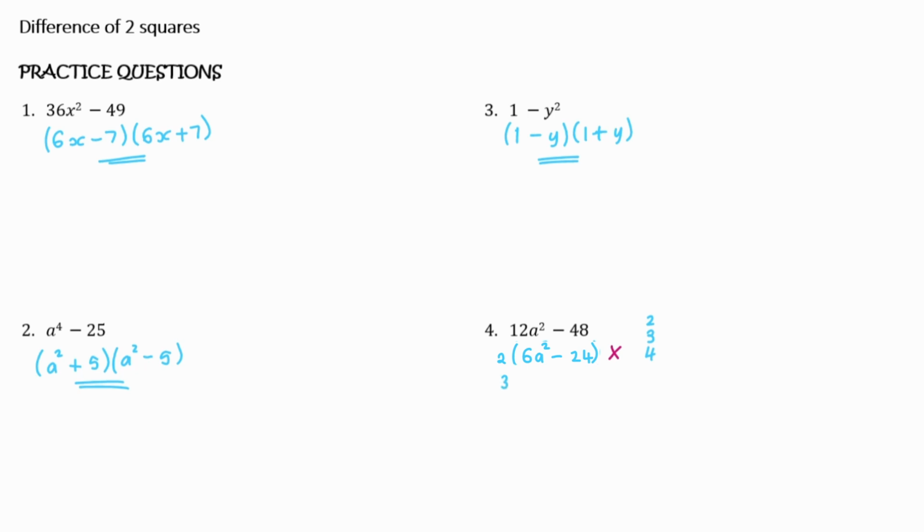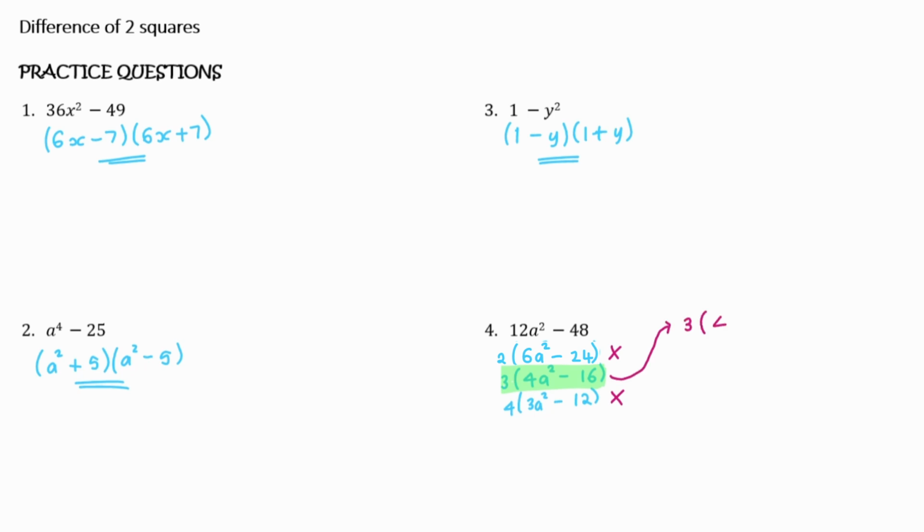If we factorize 3 outside, in order to make 3 into 12a squared, we would have to multiply it by 4a squared. And to make 3 into 48, we would multiply it by 16. Here we can see both 4 and 16 are square numbers, so that is definitely a difference of two squares. And if we factorize 4 outside, we would have 3a squared minus 12. And as we can notice, 3 and 12 are also not square numbers. So we are going to factorize 3 outside because that gives us a difference of 2 squares in the bracket.